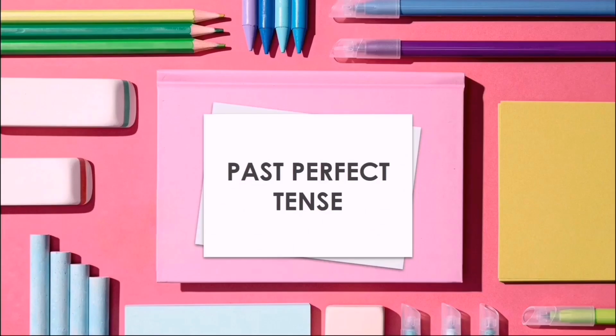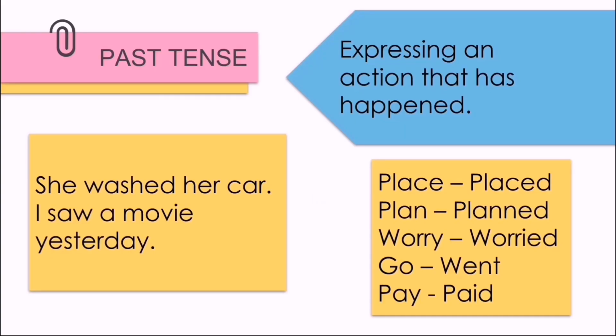Past perfect tense, our main topic. But before that, what is past tense? When we say past tense, it is expressing an action that has happened. Okay? Nahuman na. Remember the past tense? The sentence is in a past tense when there is yesterday, last night, last Monday. So there is an indicator. And at the end of the verb, there is D, ED, or IED in regular verbs.